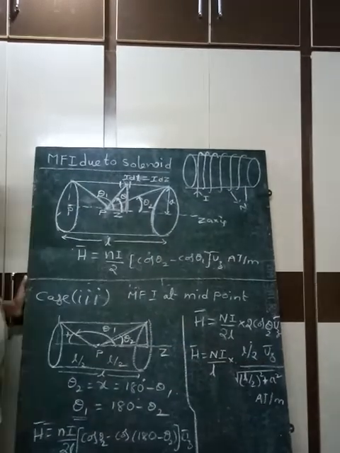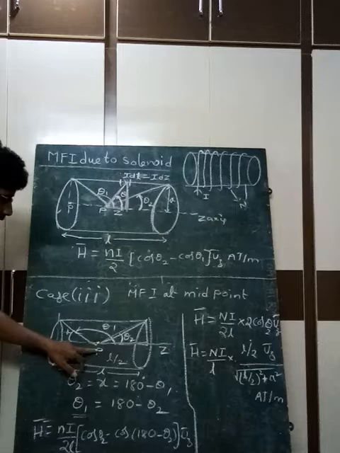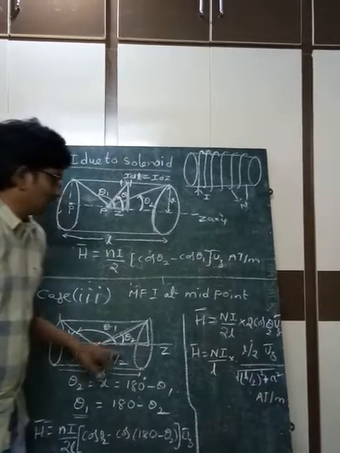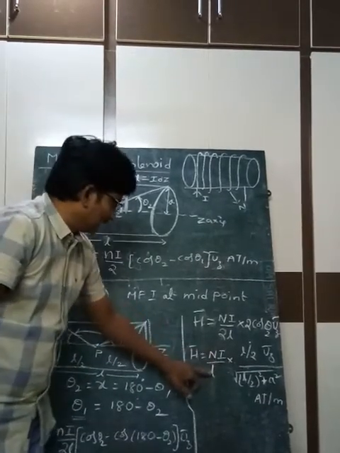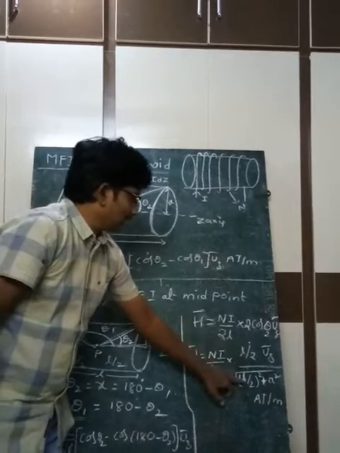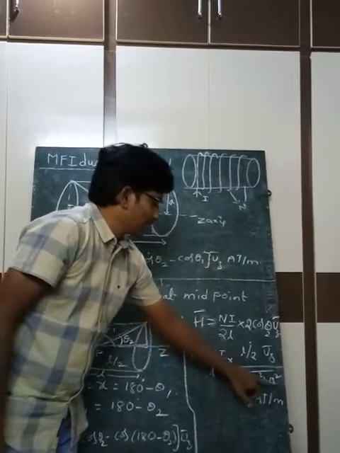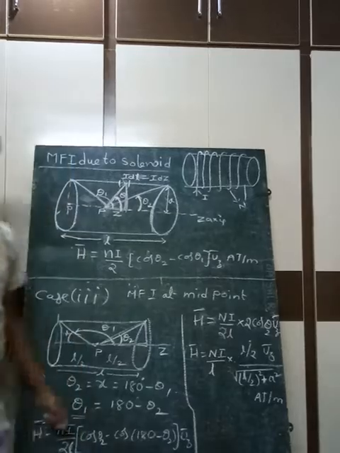So H bar, the magnetic field intensity at the midpoint of the solenoid, is equal to capital N into I by L into L by 2 divided by root of L by 2 whole square plus A square into uz bar, ampere turn per meter.